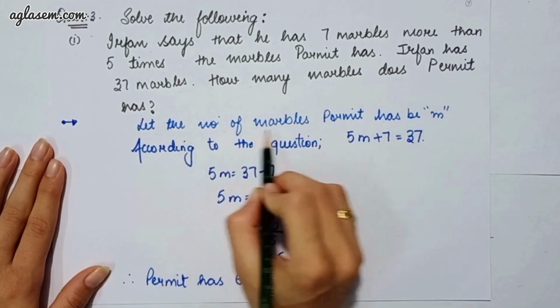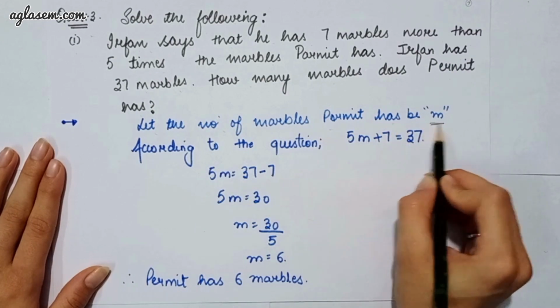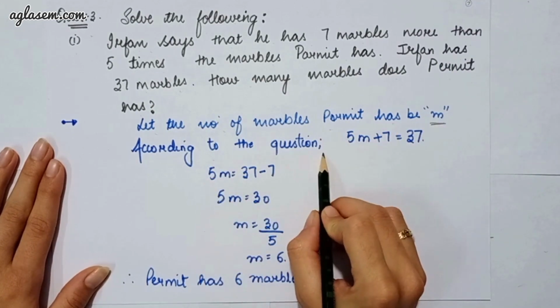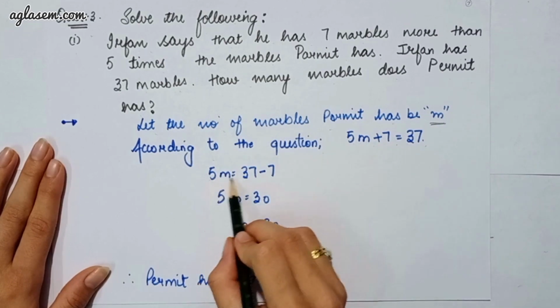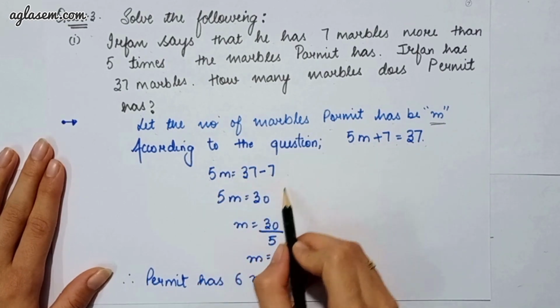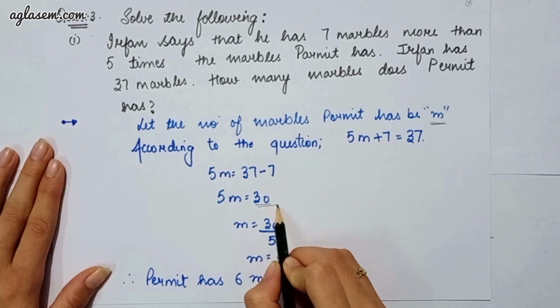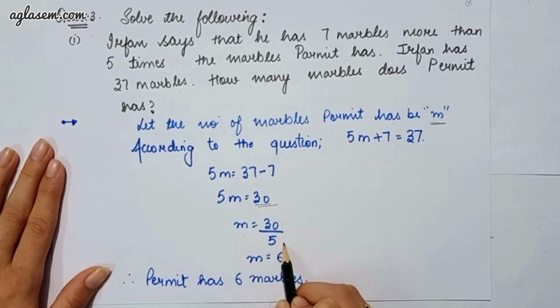So here we have to let the number of marbles Parmit has be m. According to the question, our statement will be 5m plus 7 is equal to 37. So 5m is equal to 37 minus 7, which will get 5m is equal to 30. So m is equal to 30 divided by 5, which will give you m as 6. Therefore Parmit has 6 marbles.